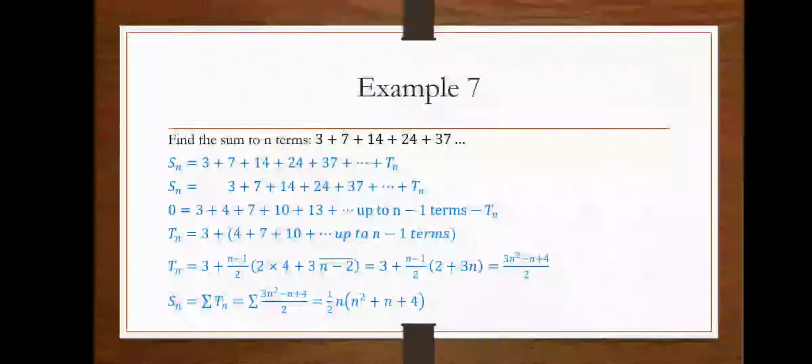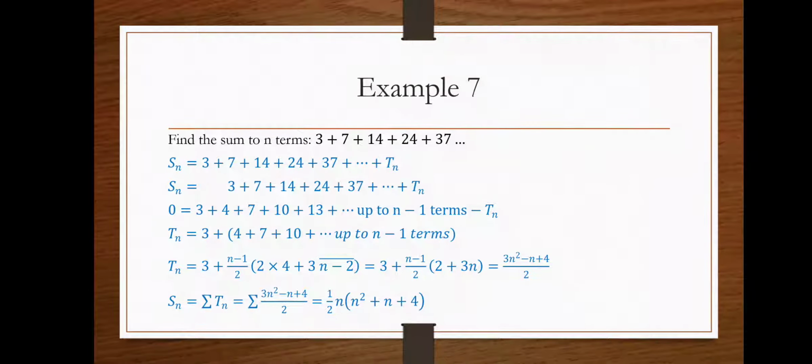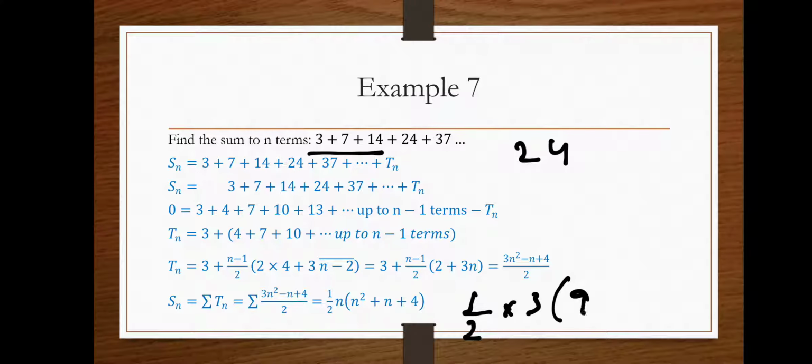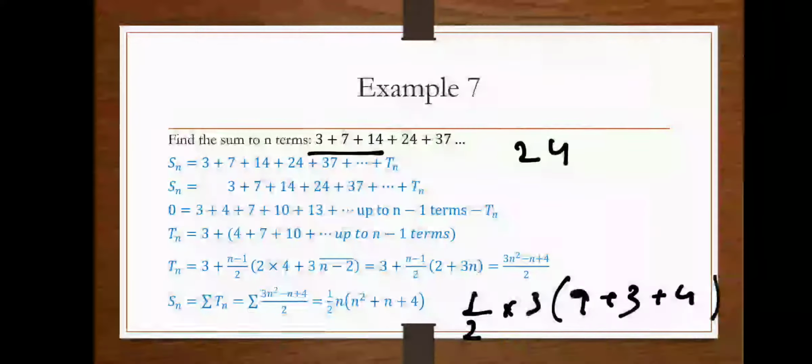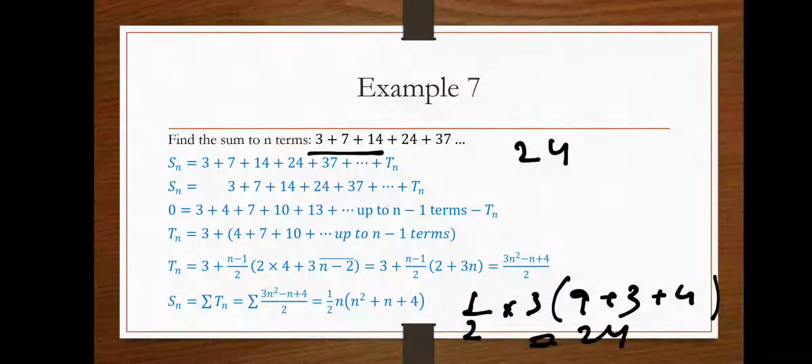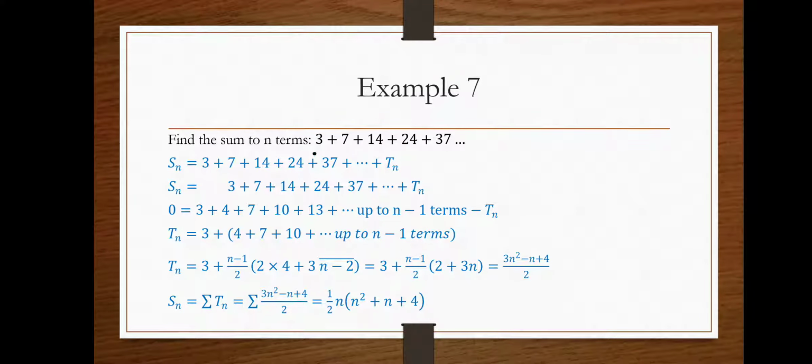So here let me do it for you. Let us take the first 3 terms. So 3 plus 7 plus 14 is 24. Now put the value of n as 3 here. So that is half times 3 into 3 square plus 3 plus 4, so 9 plus 3 is 12, 12 plus 4 is 16, 16 divided by 2 is 8, so that gives you 24.